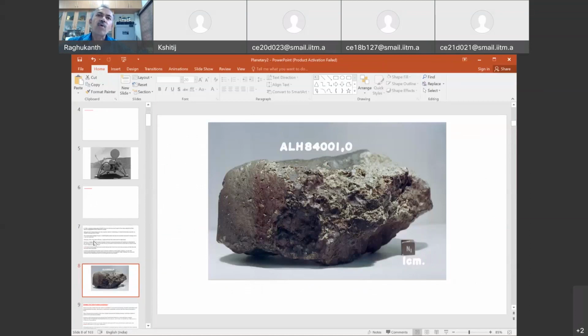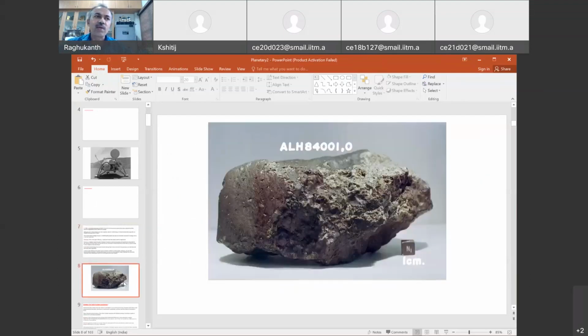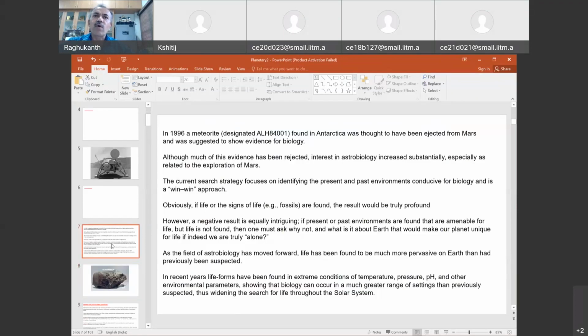They found out that this meteorite had come from Mars. When there was a bombardment on Mars some million years ago, one piece entered our Earth and crashed, maybe in Antarctica. This mainly created a lot of interest in astrobiology. Initially, they thought it had fossils or life, and that is how the subject of astrobiology started. But now they found out that it was negative.